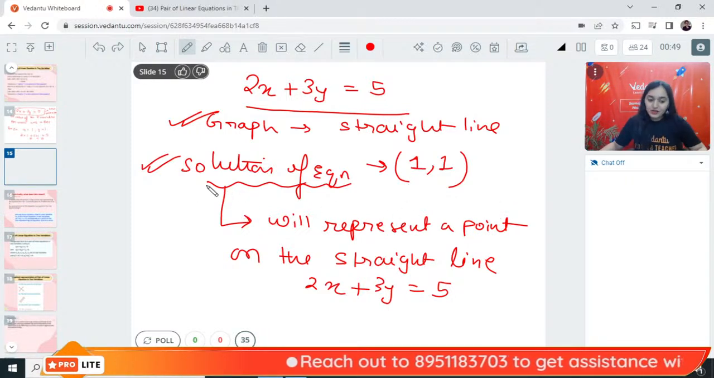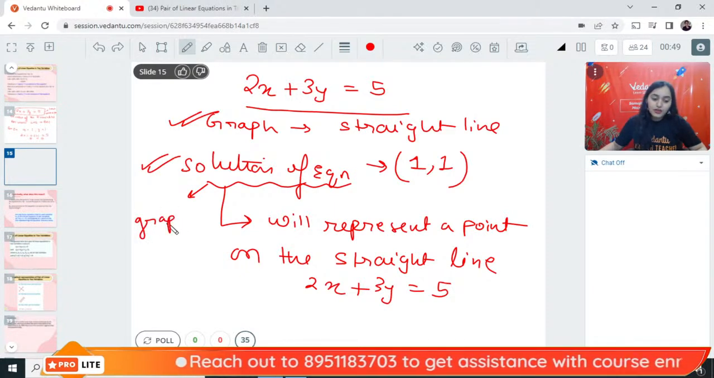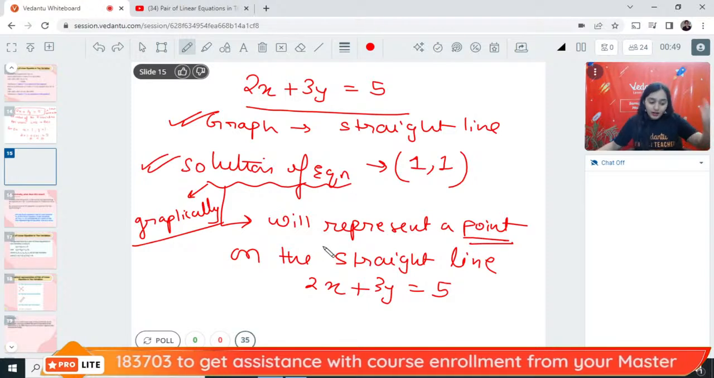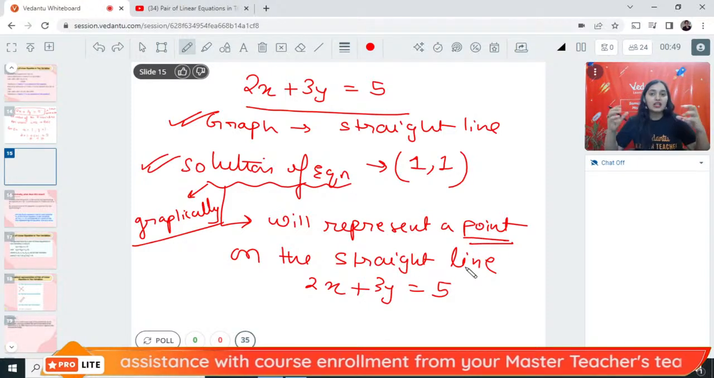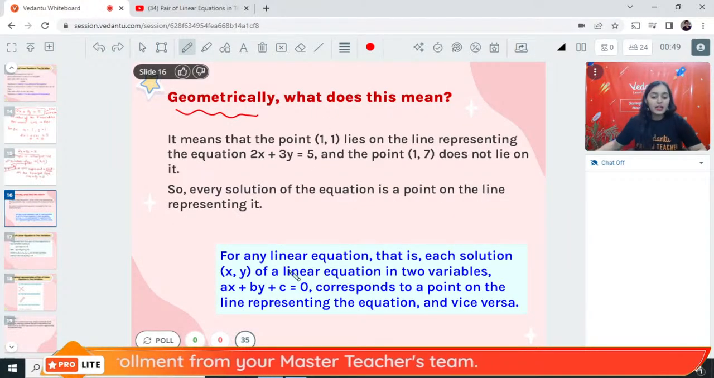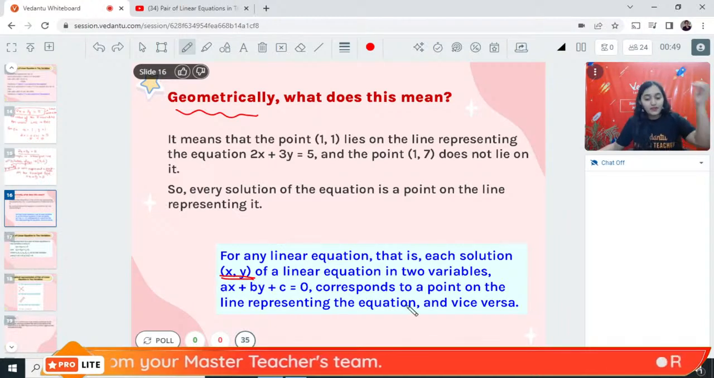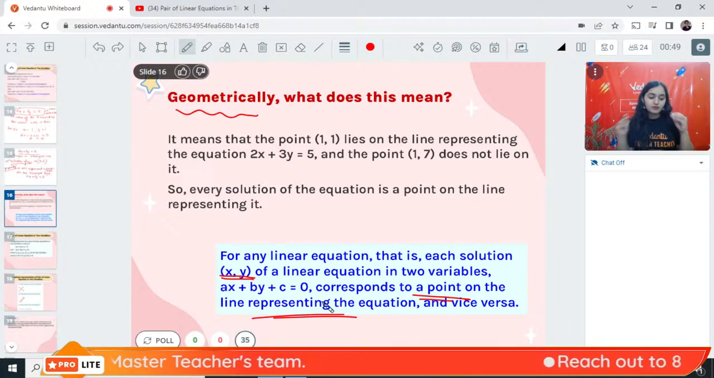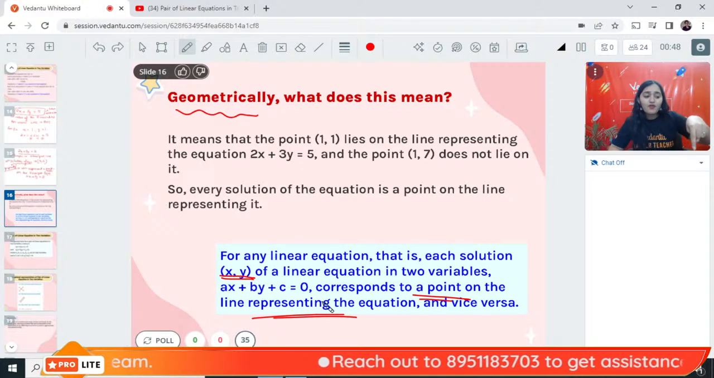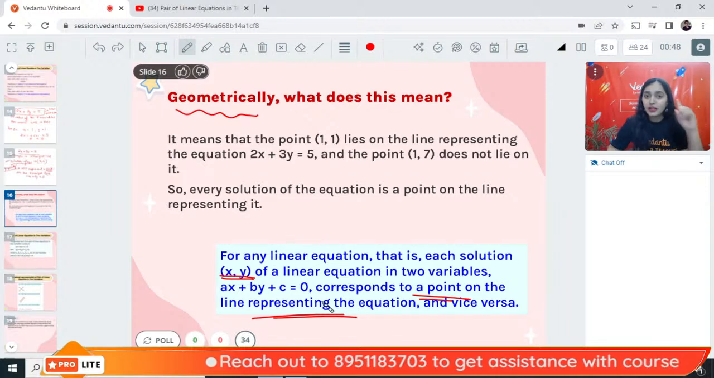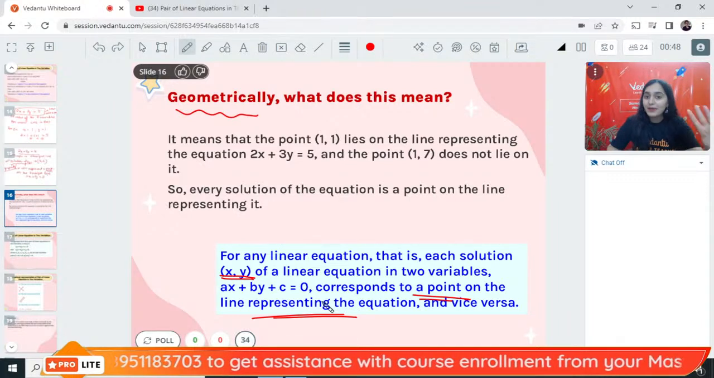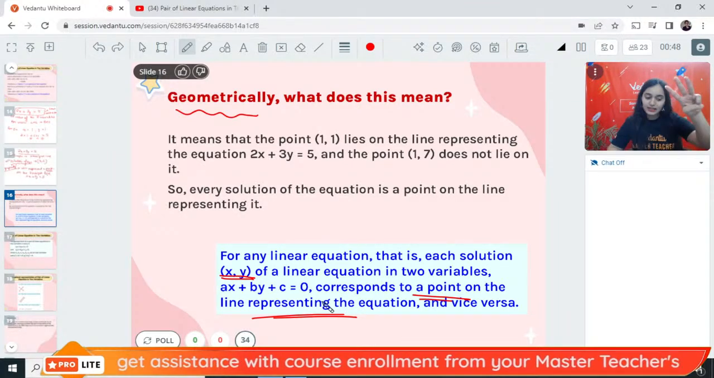How can we represent solution graphically? So we can represent the solution graphically with a point on the straight line on the Cartesian plane, lying on the straight line. Okay, understood? So geometrically it will be a point x comma y which will lie on the line representing the equation and vice versa. Understood? Till now what we have revised: linear equation in two variables, solution of linear equation, graphical representation of solution. Three things we have learned.